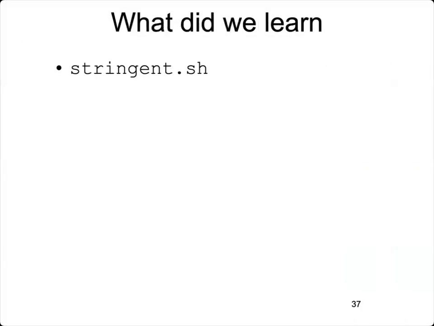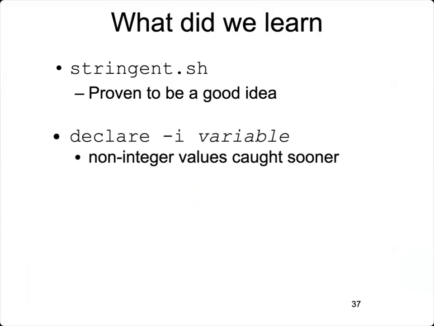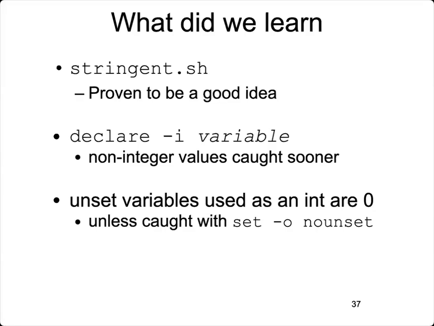Okay, what did we learn? Stringent. Stringent saves the day again. And use the declare -i when you want to have something as an integer variable so you catch non-integer values being shoved into there sooner. And unset variables default to 0. So not very nice, for the guys like me who like strongly typed languages.